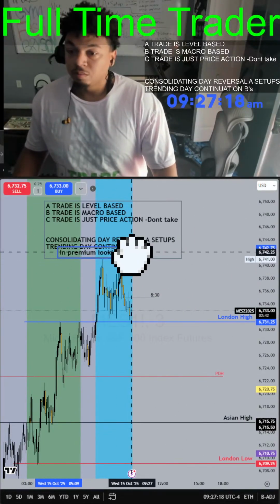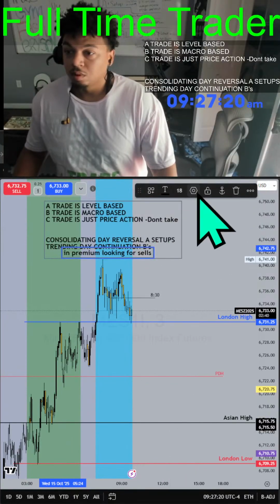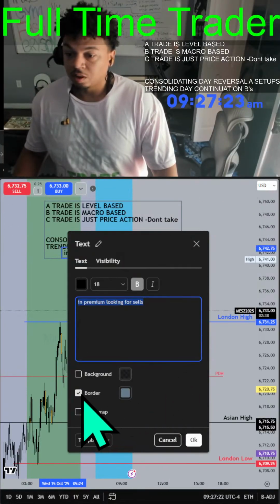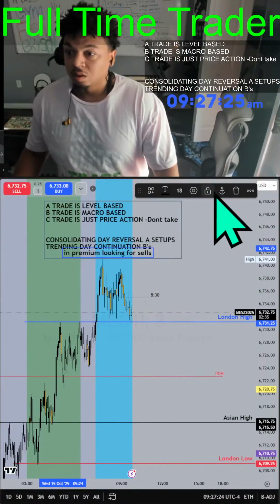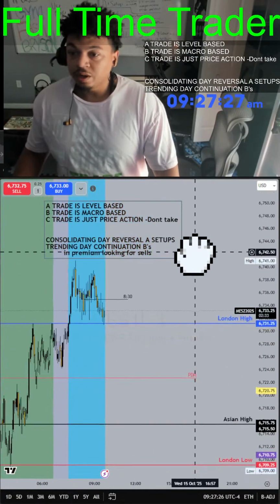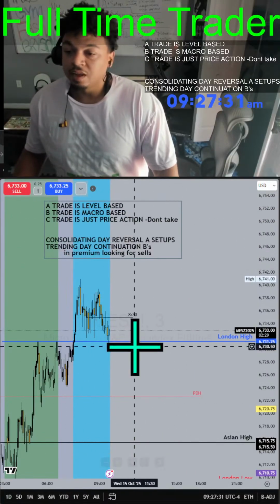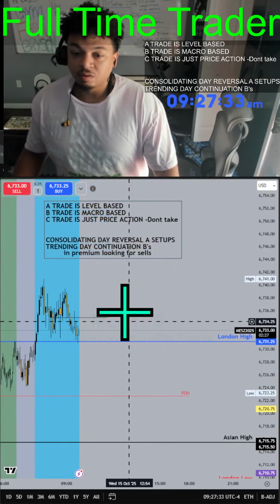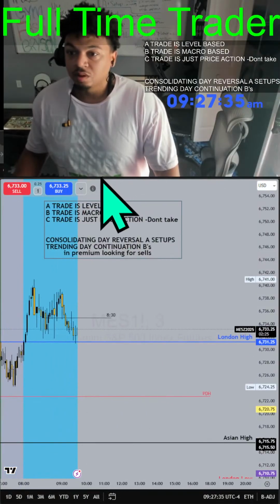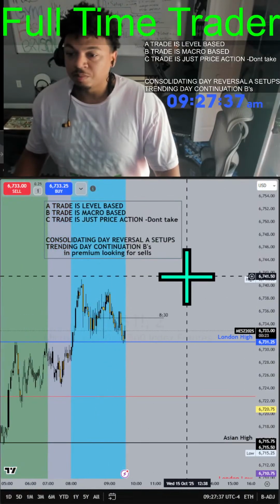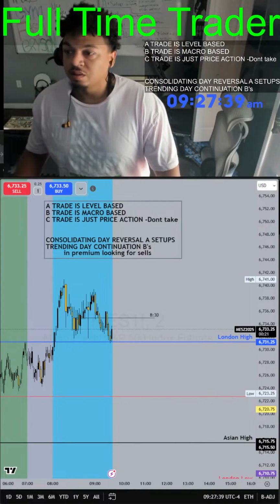So we're in a premium. Let me change the settings for this box. We're in premium looking for sells. An A trade is level based, so all the levels we marked. A B trade is macro based. So right now you can't see the macros. What I'm going to do is I'm going to re-put the macro indicator on there really quick to see.